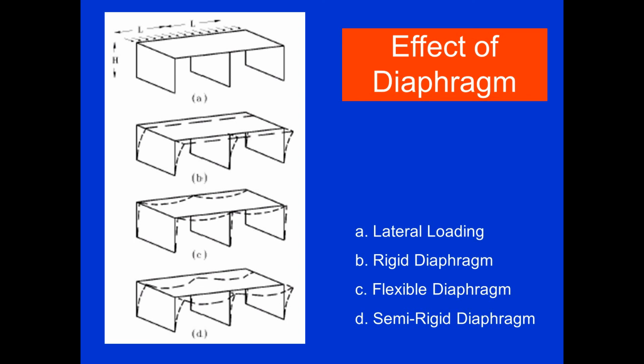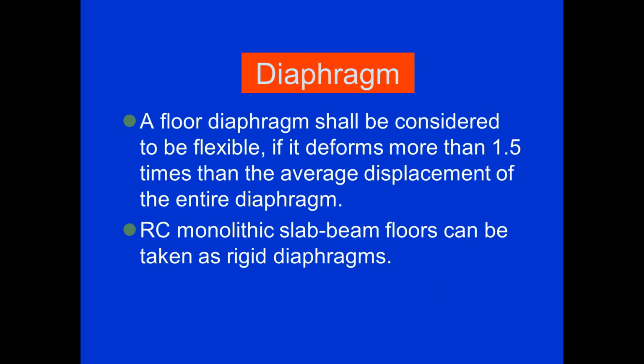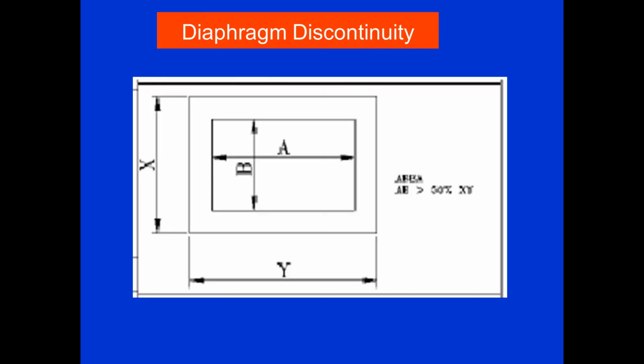So basically a diaphragm is nothing but a rigid slab. In structural terminology the diaphragm is defined as a solid slab. A floor diaphragm shall be considered to be flexible if it deforms more than 1.5 times the average displacement of the diaphragm. So the RC monolithic slab beam floor can be taken as a rigid diaphragm. So this is the example. Diaphragm discontinuity is there.